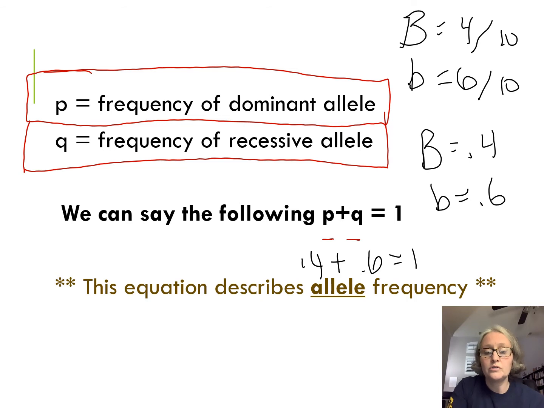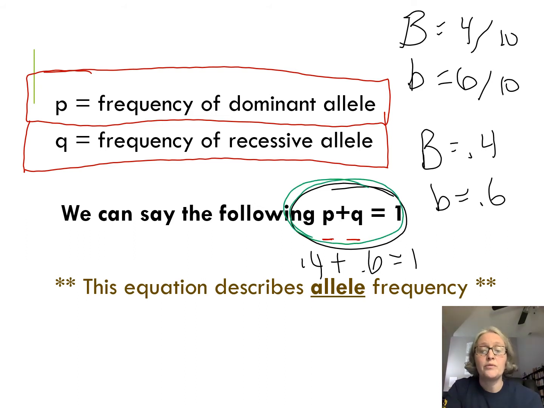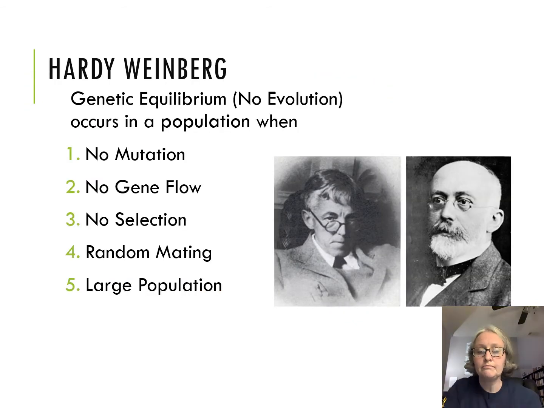This is a really useful equation to know. You should be comfortable with it. You should be able to work with it, especially on a quiz or on a practical exam. But please remember that this represents the allele frequency. That's the trick here. This is just telling us the frequency of these dominant and recessive alleles.